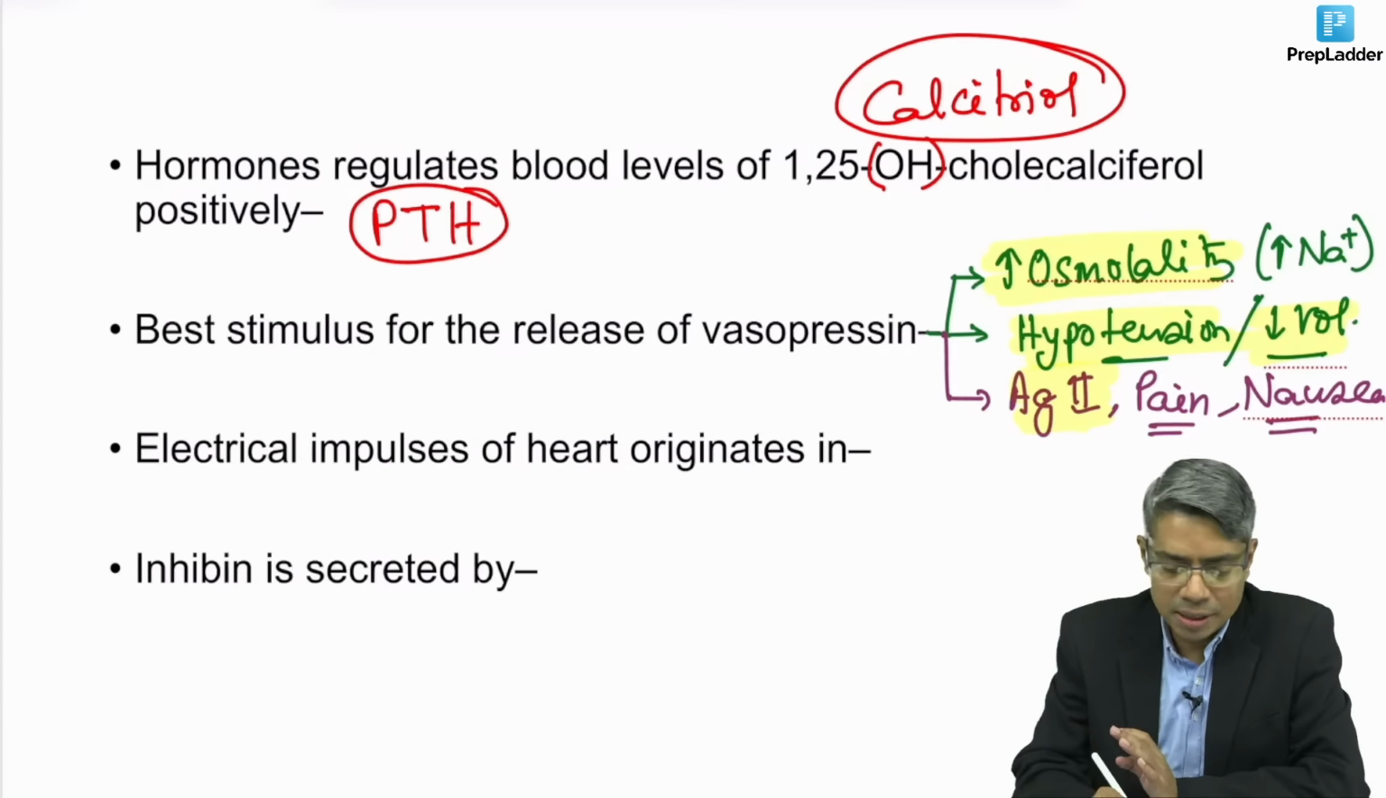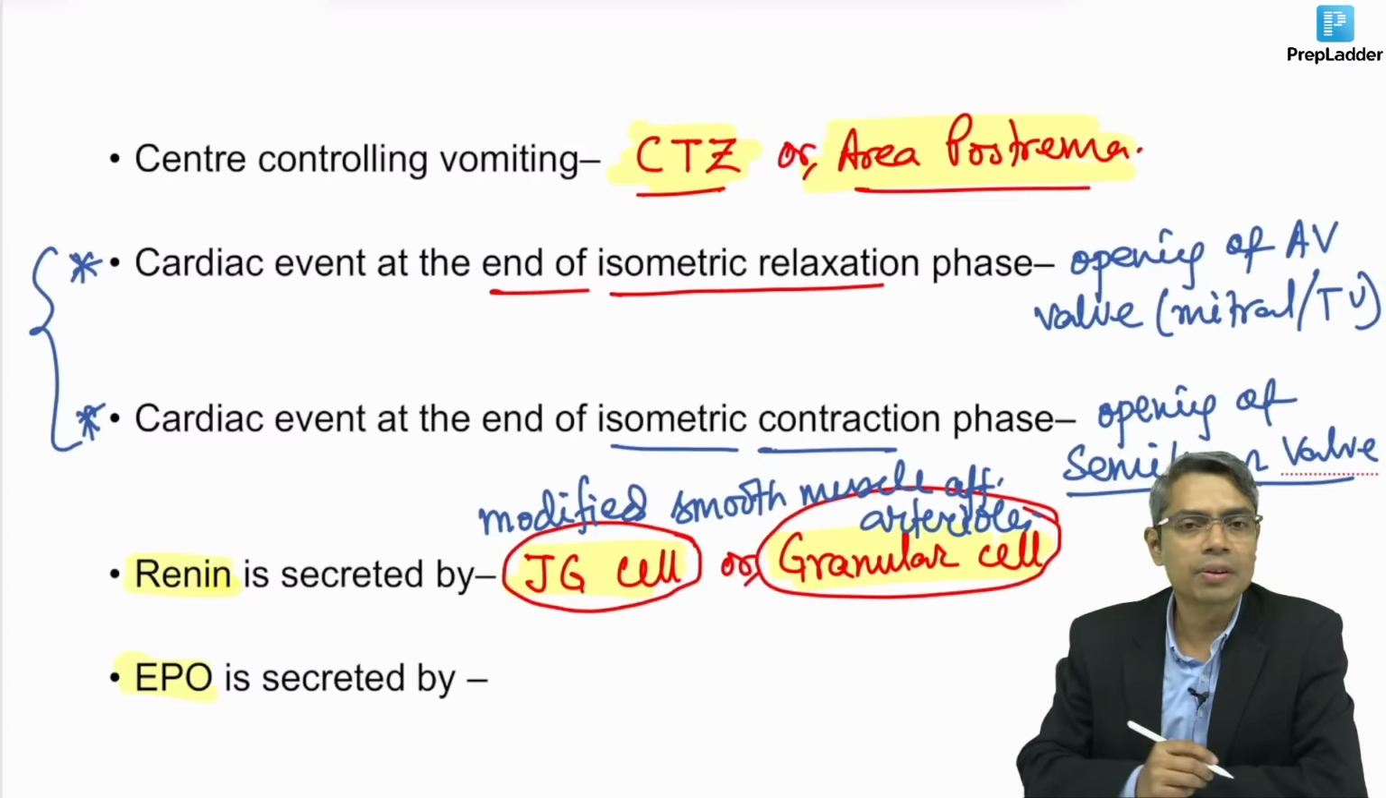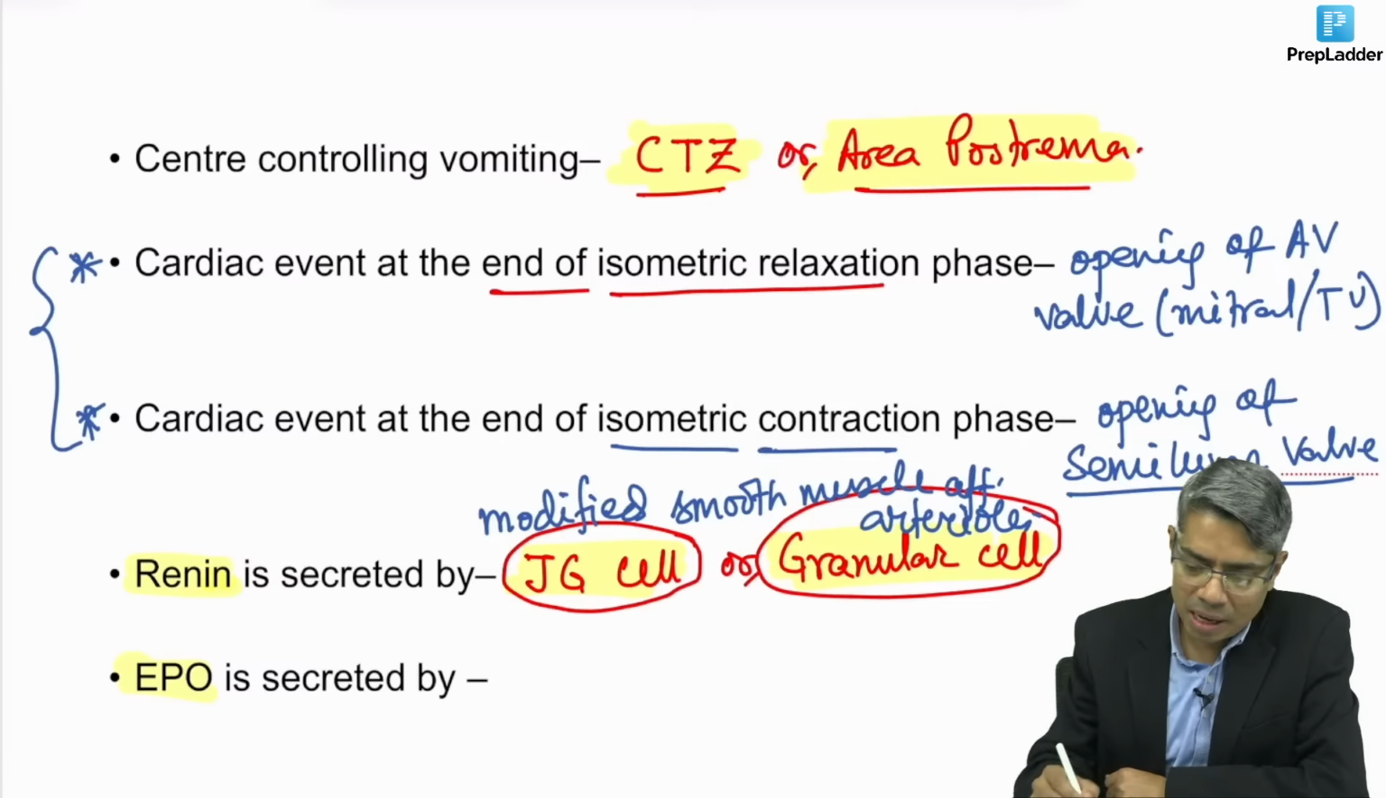Yes, so JG cells are the modified smooth muscle cells of afferent arterioles. You have to remember what a JG cell is: it is modified smooth muscle. Smooth muscle, where will it be located? Obviously in the arterioles, okay. Afferent or efferent arteriole? Afferent arteriole. So, modified smooth muscle cells of the afferent arteriole are the answer for JG cells, okay. So please remember this important information.